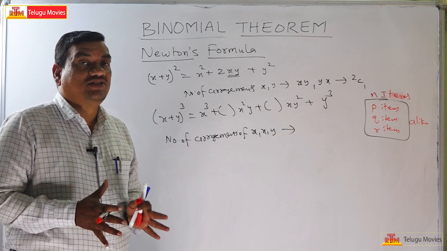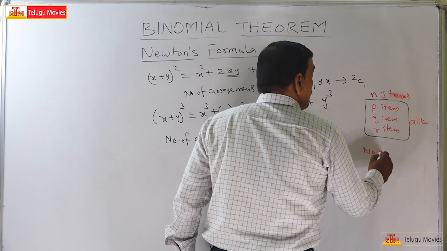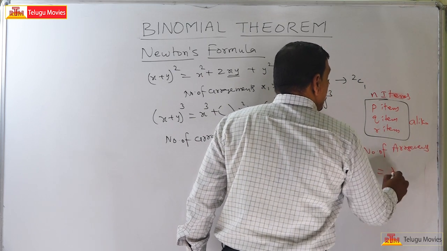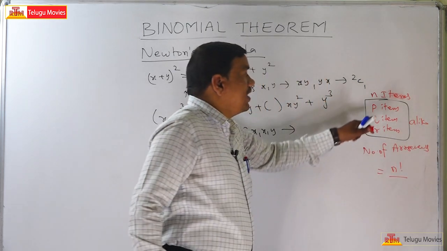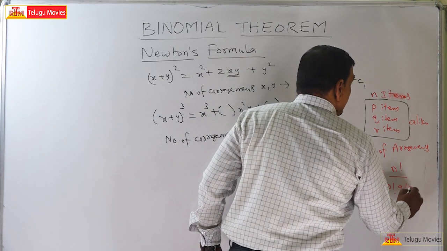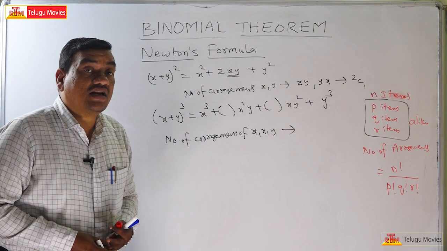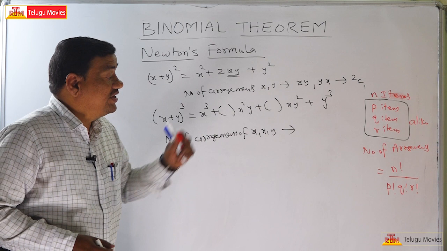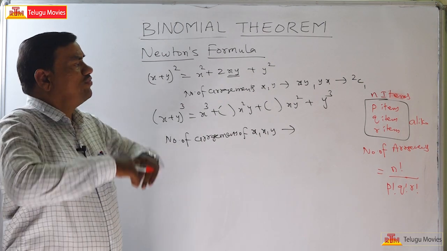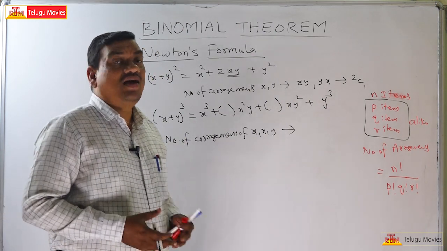Those are the arrangements. If you want to find the number of arrangements, it is given by the formula n factorial divided by the factorials of the repeated things: p factorial into q factorial into r factorial. We divide by the number of times each item is repeated. If all n items are distinct, then the number of arrangements is n factorial.